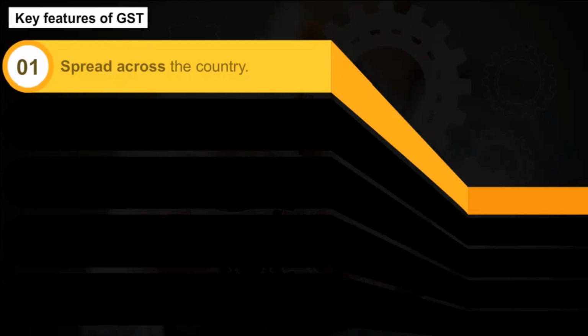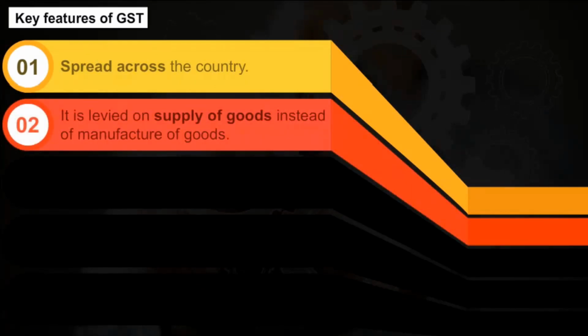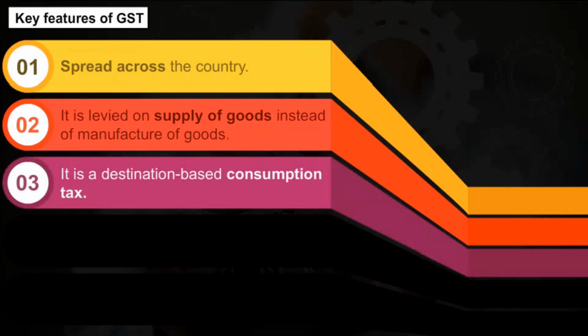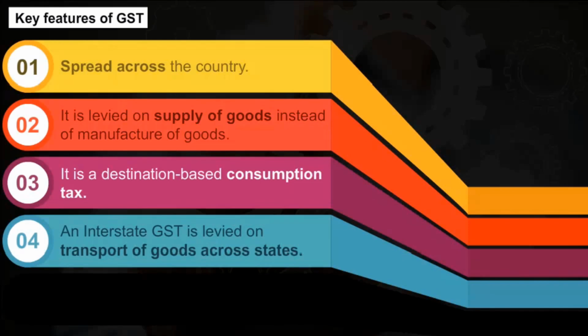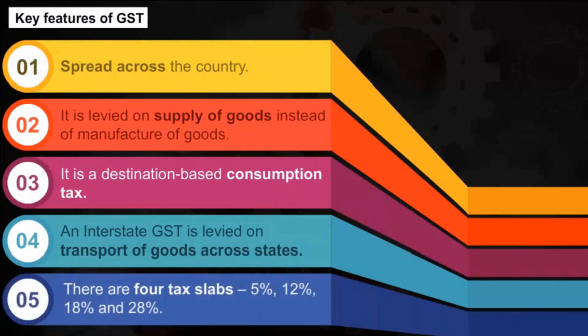Key features of GST. Spread across the country. It is levied on supply of goods instead of manufacture of goods. It is a destination-based consumption tax. An interstate GST is levied on transport of goods across states. There are 4 tax slabs: 5%, 12%, 18%, and 28%.